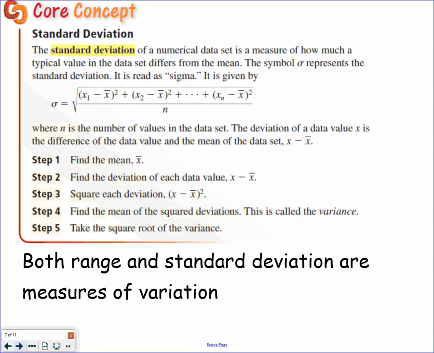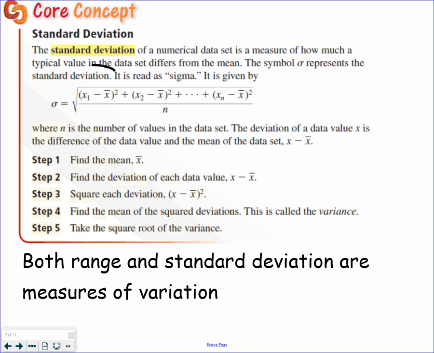Now, another way to do variation is called standard deviation. Standard deviation is used a lot when talking about the normal curve, when you start talking about where somebody lies compared to everybody else. So if you've ever been told that you're in the 50th percentile, or in the 90th percentile, they are using standard deviation and comparing you with normal, or with what's basically considered average. So now both range and standard deviation are measures of variation.